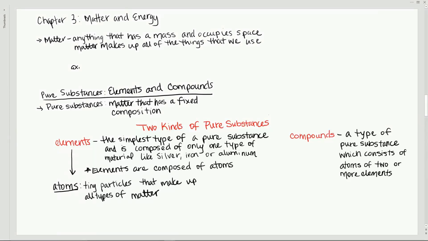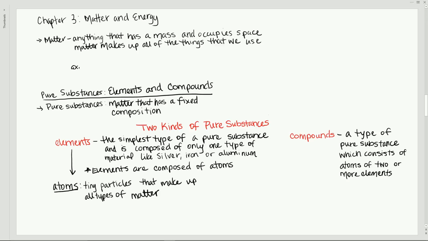So the next chapter that we're going to cover in this course is chapter 3, matter and energy. So this is really basic stuff about chemistry. So matter that we've talked about a little bit before is anything that has a mass and occupies space.